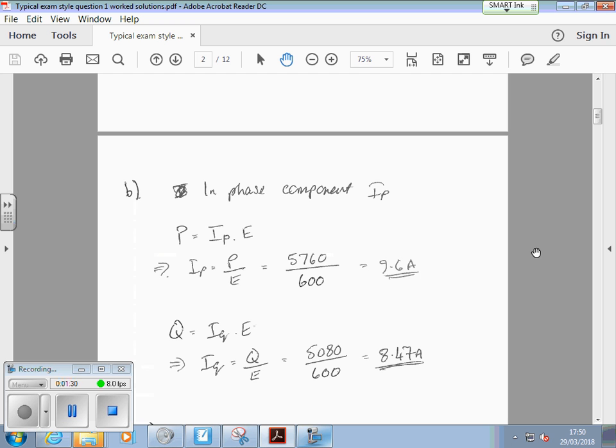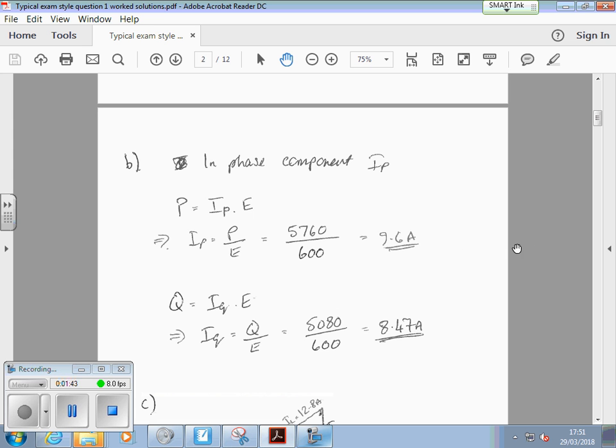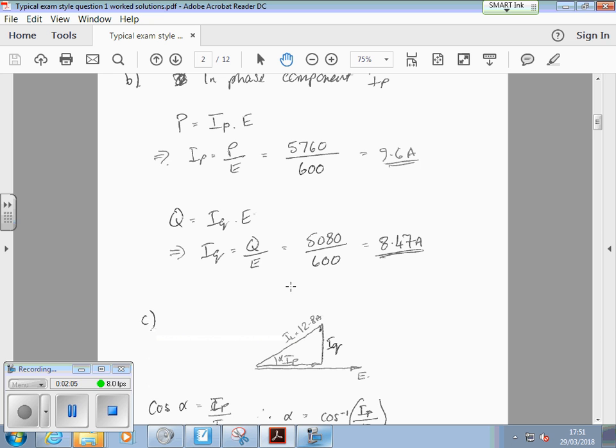So there's 9 marks for doing that. Part B: determine the in-phase and out-of-phase components of current, IP and IQ. The in-phase component, the part due to resistance, can be garnered from the power divided by E, because power is current times voltage. Rearrange that, 9.6 amps. And then for the current due to Q, Q is equal to IQ times E, so we rearrange that and end up at 8.47 amps. No issues there? I think if you do 3 to 4 significant figures, that's plenty.